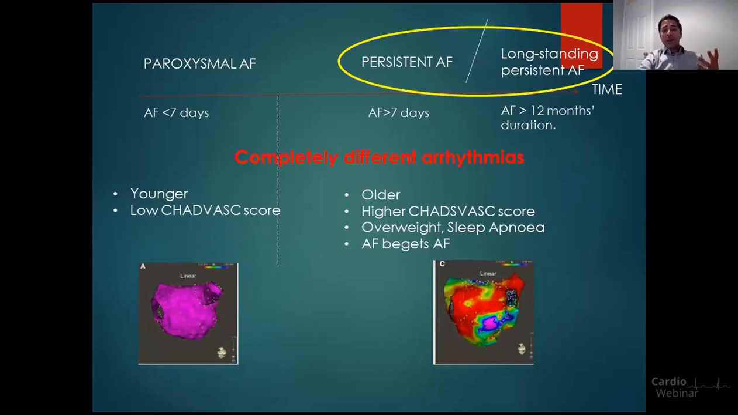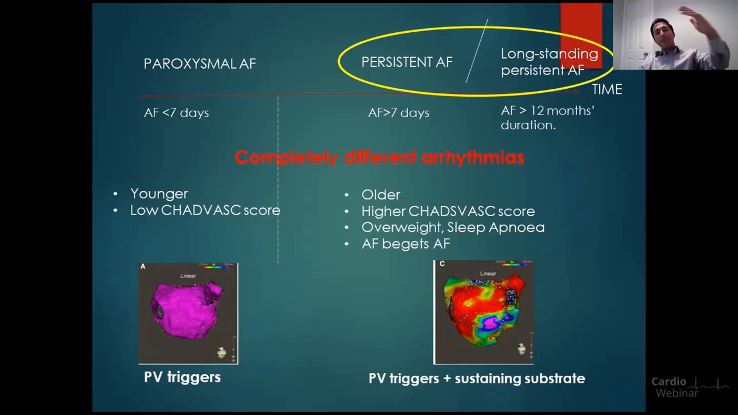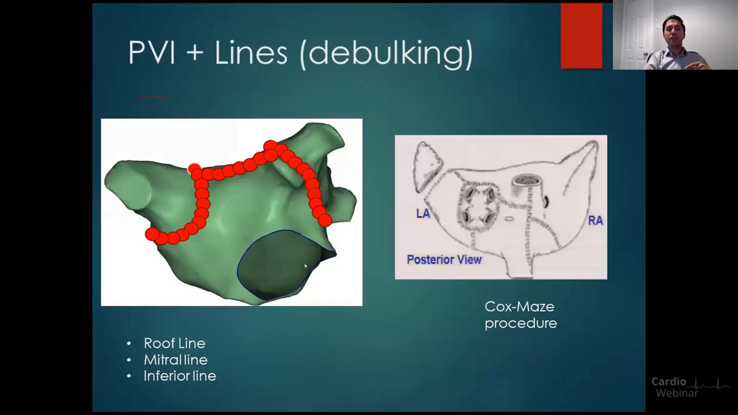And you end up with these completely different substrates, whereby in the paroxysmal patient, everything's nice and purple. But when you get to the persistence or these more complex patients, everything becomes red and yellow and green. So no wonder it's harder to get that patient with persistent back into normal rhythm and keep them in normal rhythm, especially when we're just doing the same procedure, which is isolating the pulmonary veins.